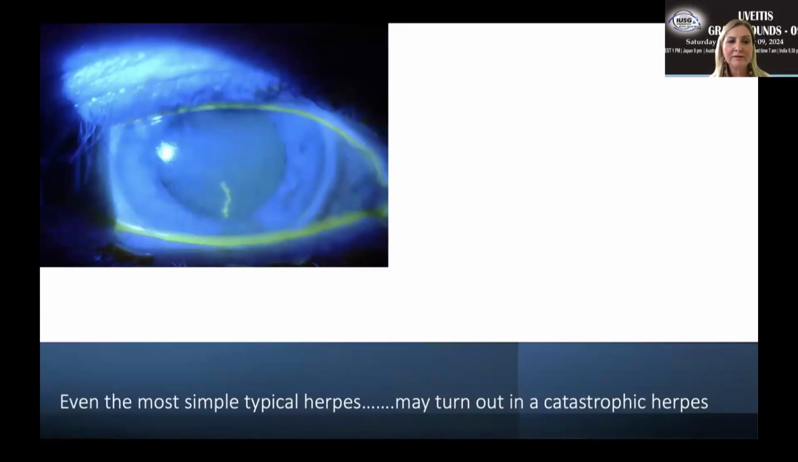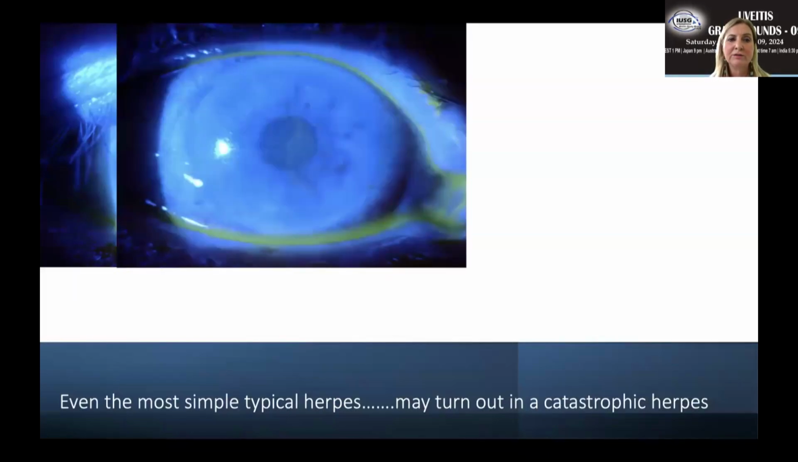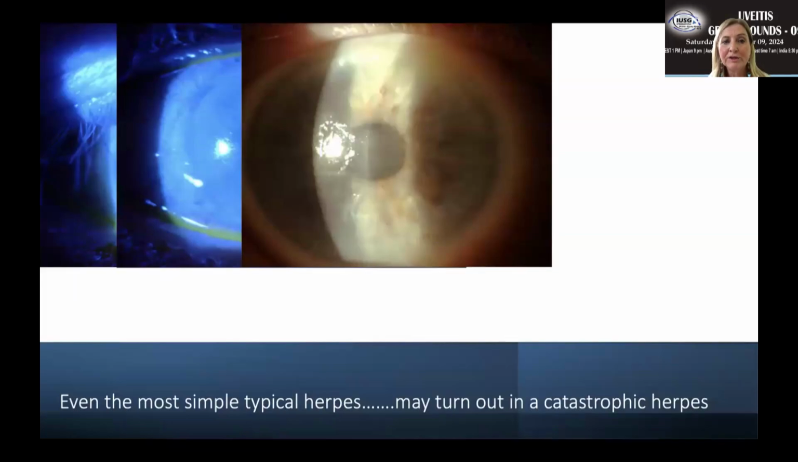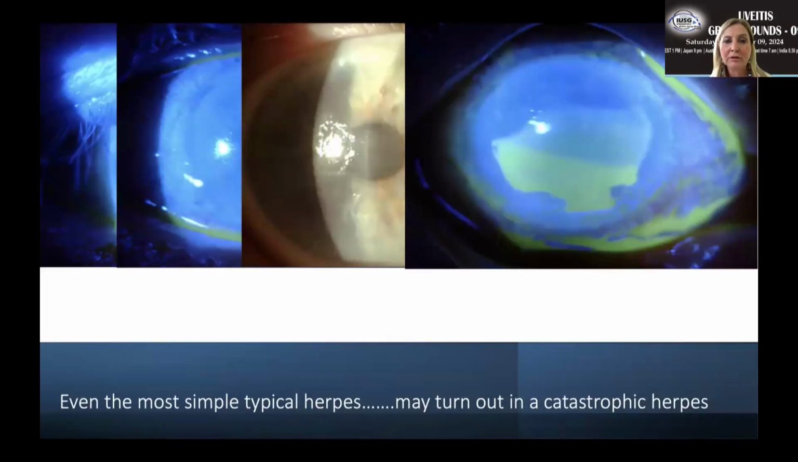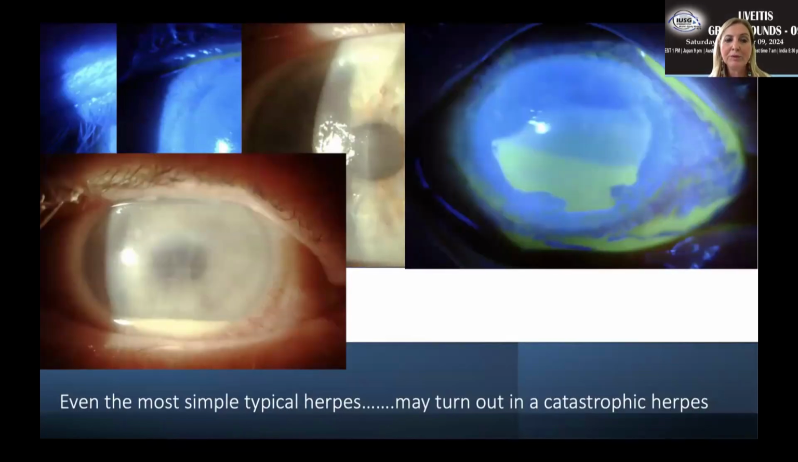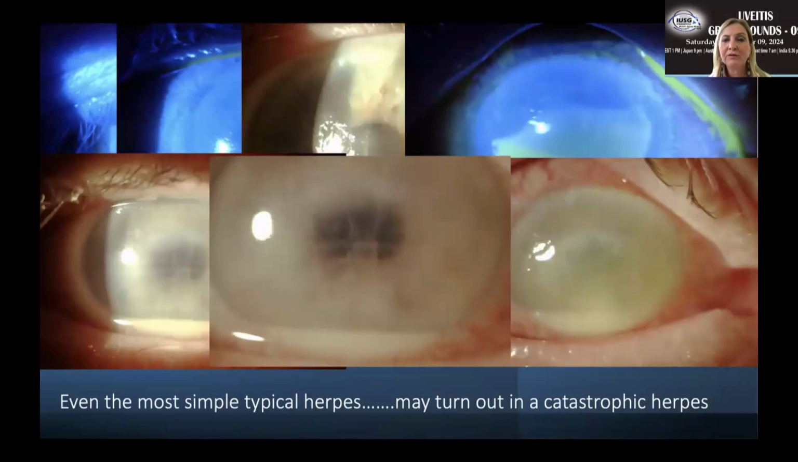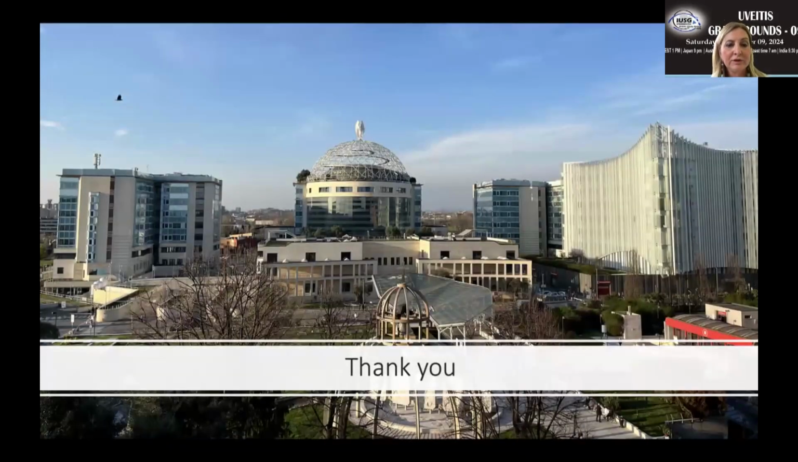I'm going to conclude with this case, which, as you can see, is a simple dendritic keratitis. The patient presented with small dendrites that resolved, but then suddenly the patient started worsening with corneal ulcer, hypopyon in the anterior chamber, severe corneal involvement, and she ended up with a tremendous eye, with tremendous corneal and anterior uveitis. This is a case that explains how even the most simple typical herpetic patient may turn out into a catastrophic herpetic disease. I thank you for your attention.